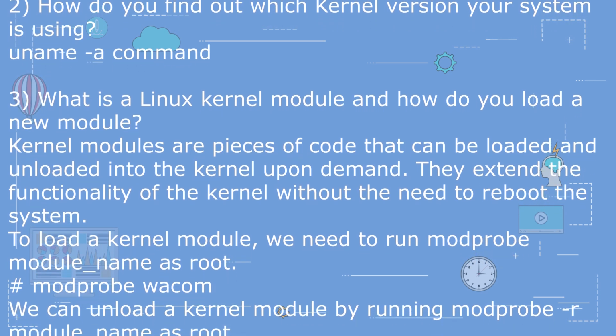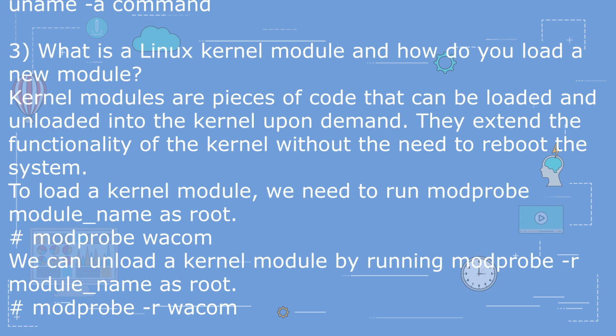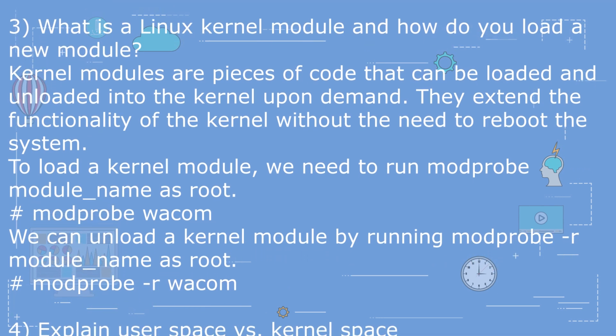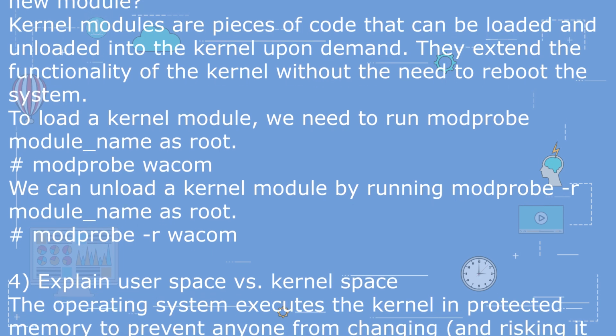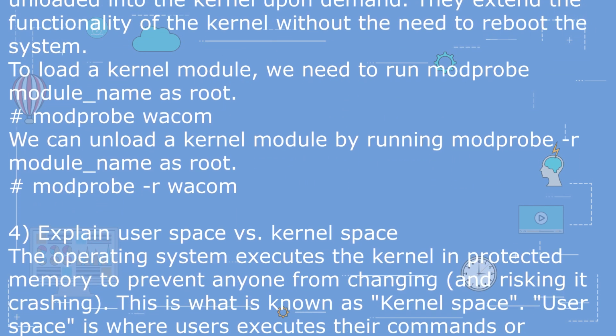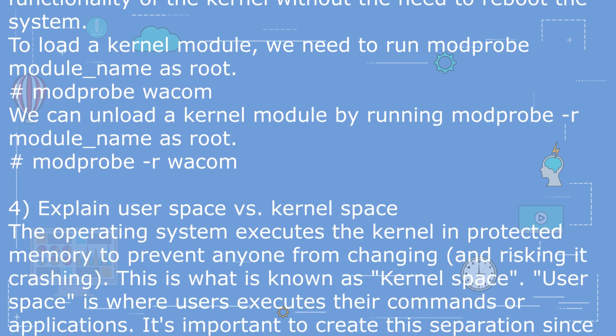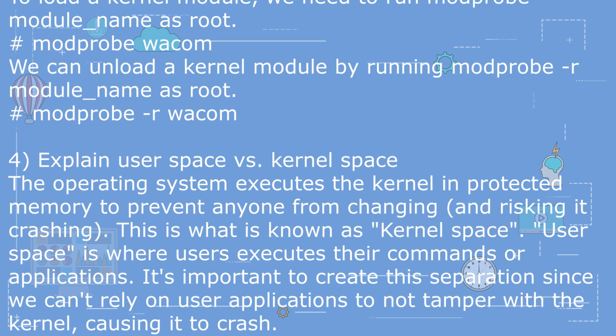To load a kernel module, we need to run modprobe module_name as root. Example, modprobe wacom. We can unload a kernel module by running modprobe -r module_name as root. Example, modprobe -r wacom.